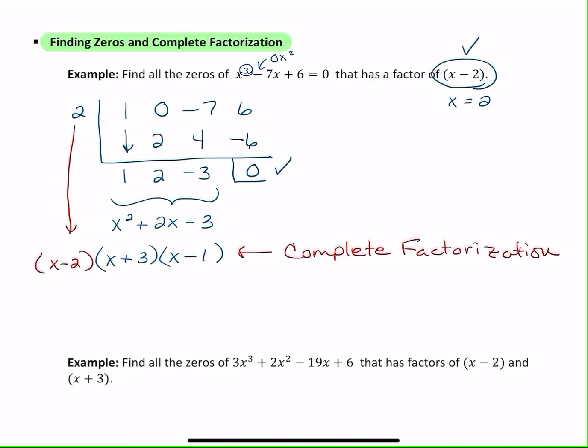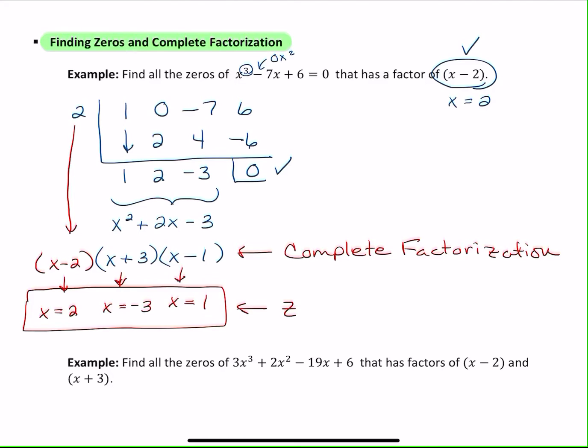And then it also wanted us to find all the zeros. So this is where you set each one equal to 0. So I'm going to have x equals 2, x equals -3, and x equals 1. Those are the zeros of your function. And remember, zeros are the same thing as solutions, roots, or x-intercepts.